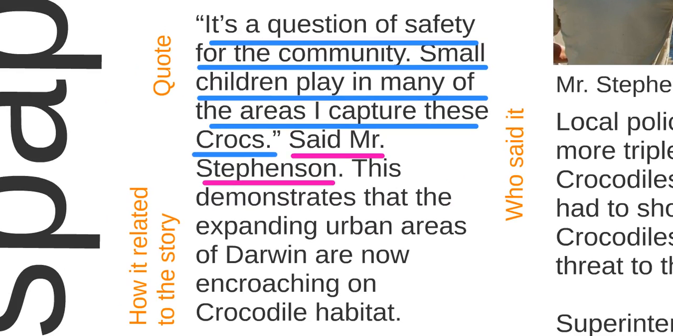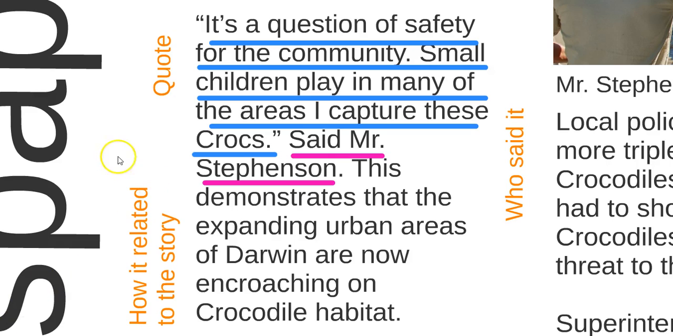Another key feature of a newspaper article is the use of quotes to show that the story is current, and this is happening in real time or quite recently. We include quotes directly from the public or people concerned. So here we have to use the inverted comma, and it's underlined in blue what is said directly. "It's a question of safety for the community. Small children play in many of the areas I capture these crocs," said Mr. Stevens. This demonstrates that the expanding urban areas of Darwin are now encroaching on crocodile habitat.